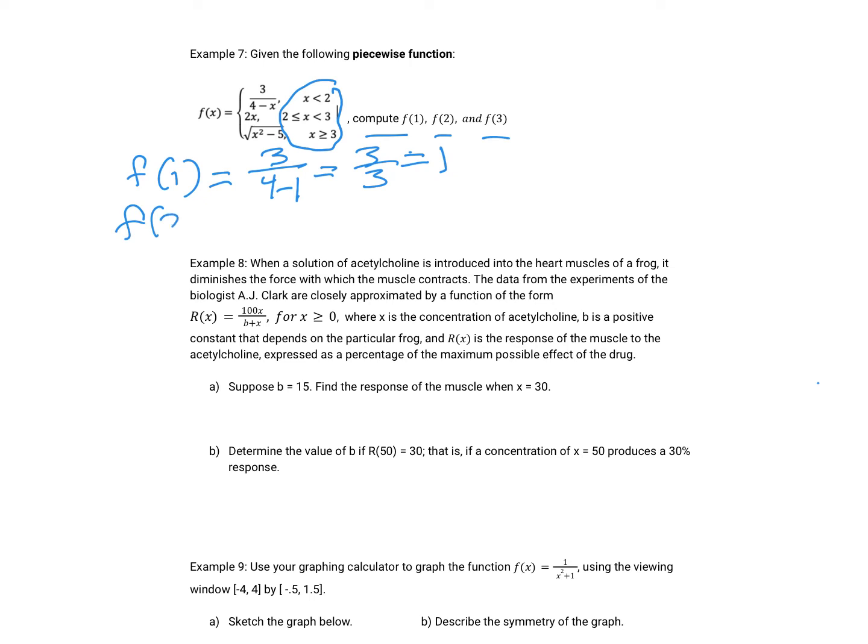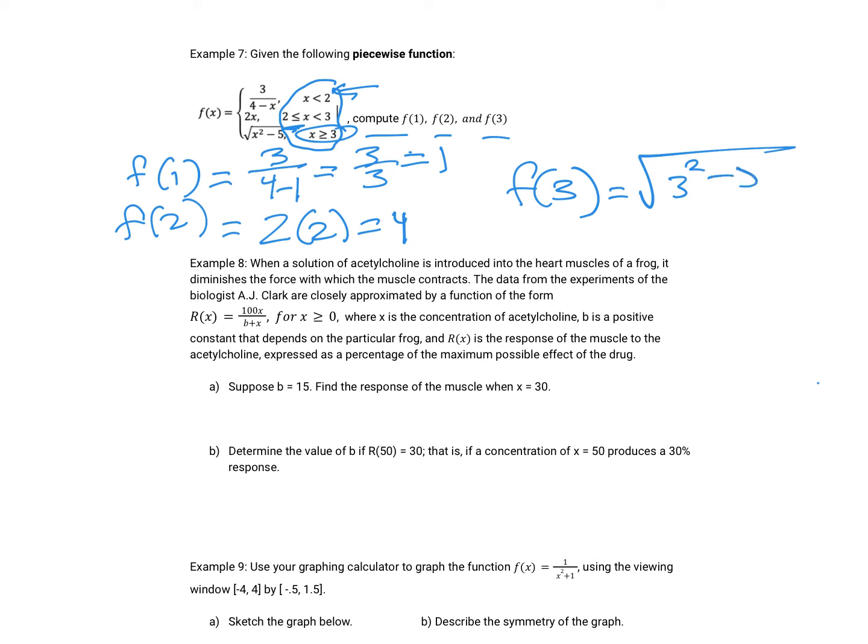So if I'm finding now f of 2, well, 2 is not included in the first piece, but it is included in the second. So I'm going to use that formula for the piecewise function. So I'm going to input 2, and I get 4. And finally, f of 3. Well, 3 is not included in the second piece, but it is included in the third. So I'm going to use the third for 3. So it's the square root of 3 squared minus 5, or the square root of 9 minus 5, square root of 4 is 2.